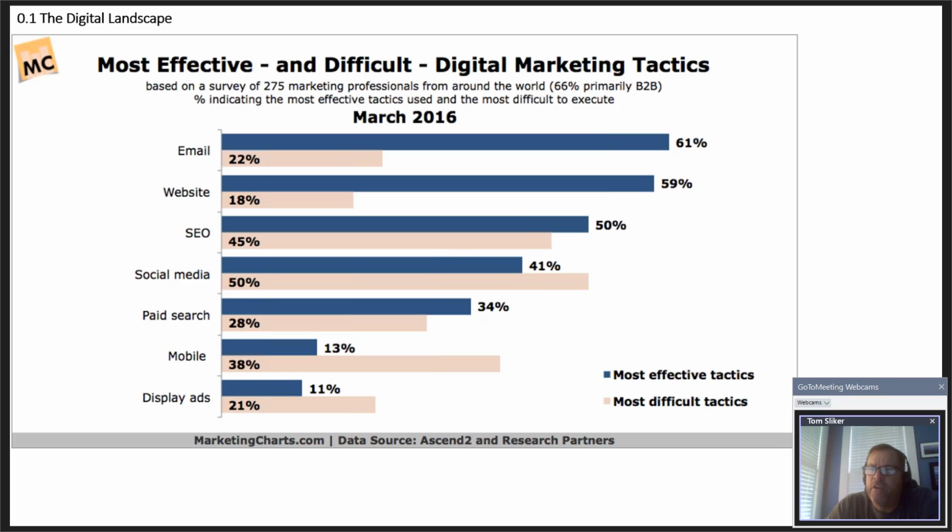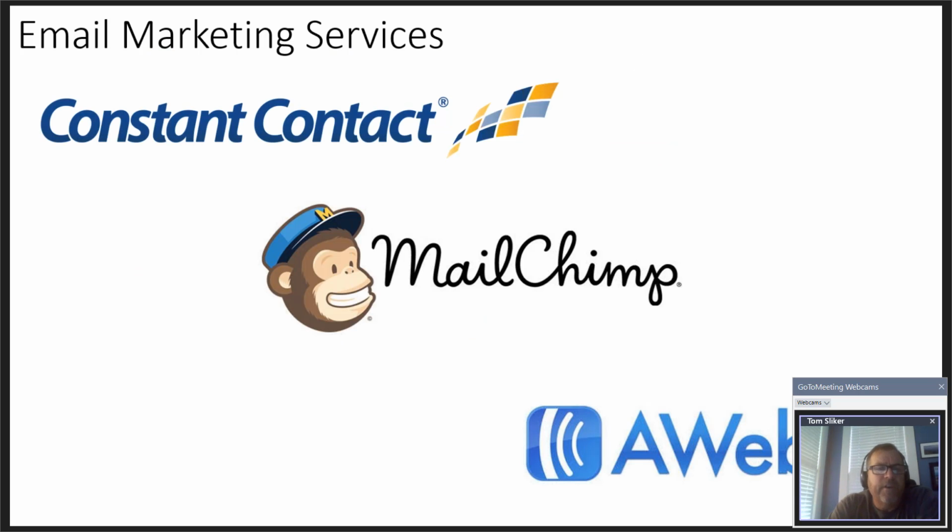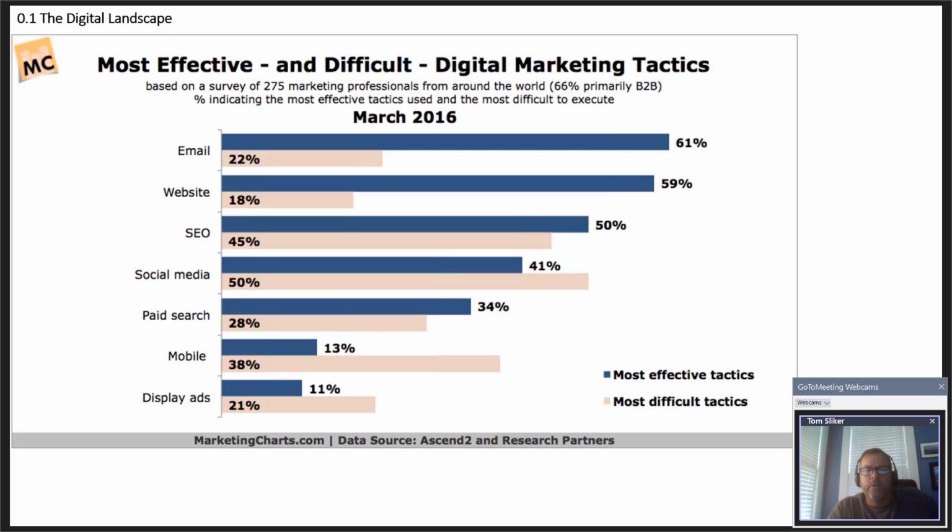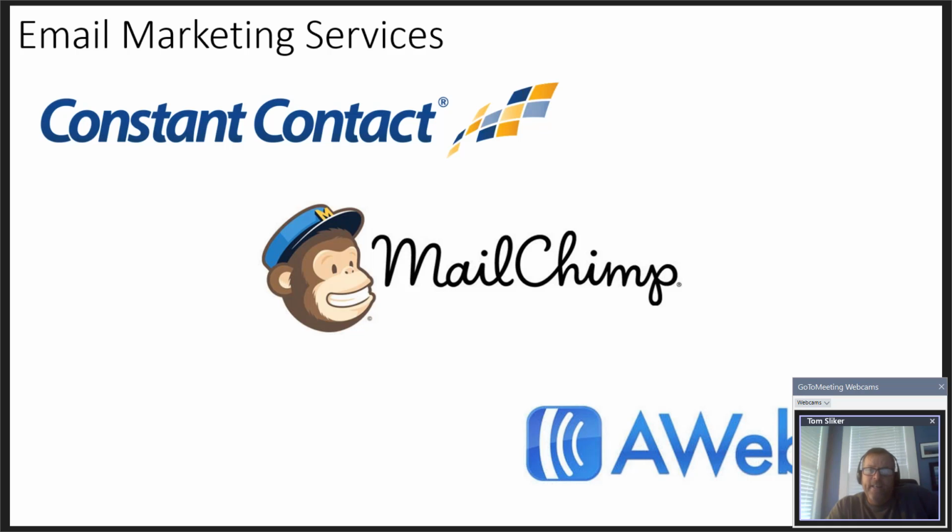So what I want to do is review some of the services out there and give you a little bit of an idea why these are important. Several things about Constant Contact, MailChimp, those are the ones that I'm most familiar with. Aweber, I have used. They're all very similar. And the main idea is that it's a place for you to load your email list.